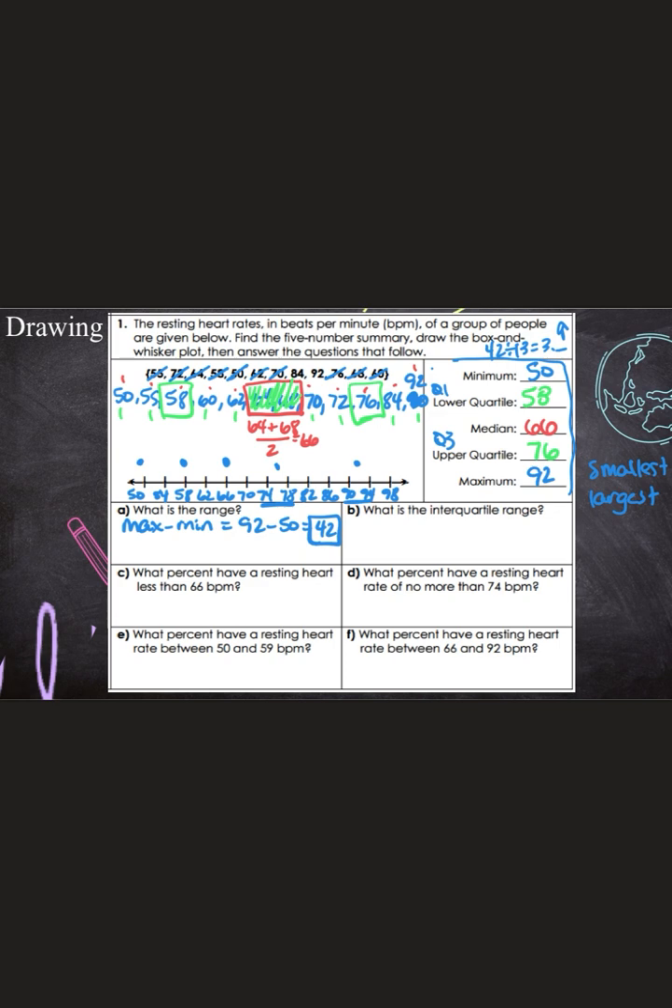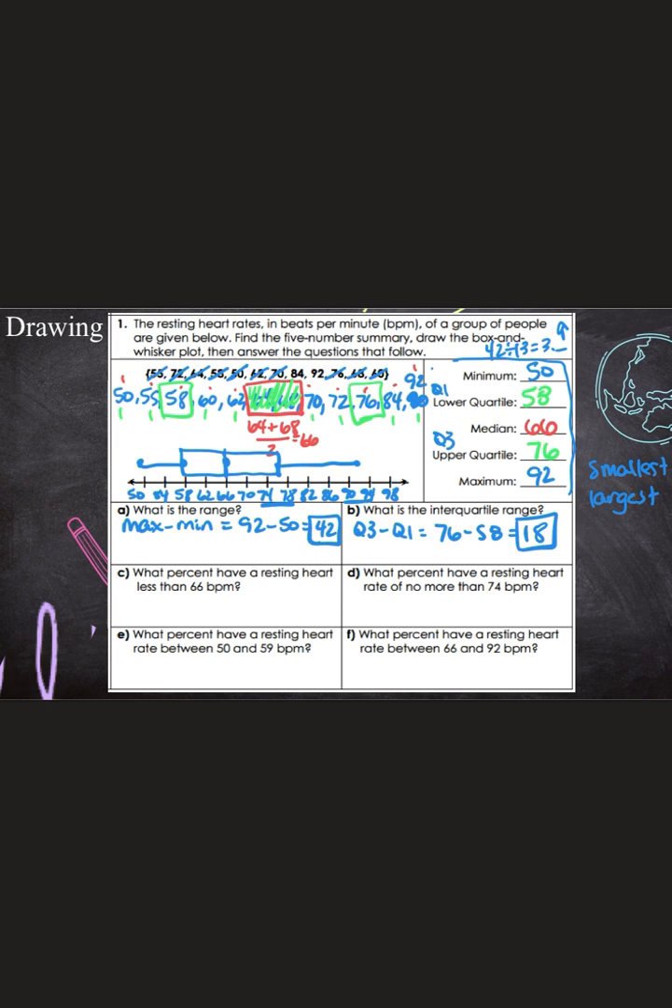And I put them above the number line so then I can draw my box like this. And then in the middle goes the line where the median is. And then I draw my whiskers. So that's my box and whisker plot. The interquartile range is Q3 minus Q1, which is 76 minus 58, which I believe is 18.